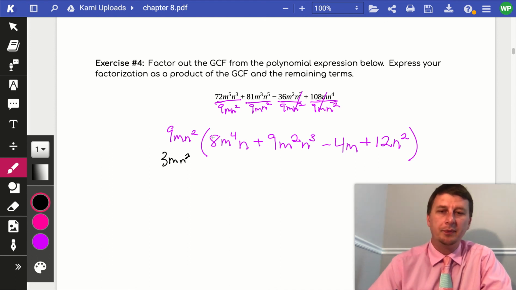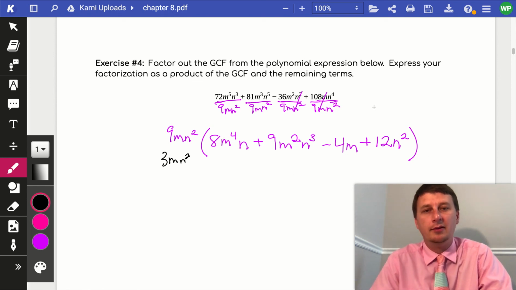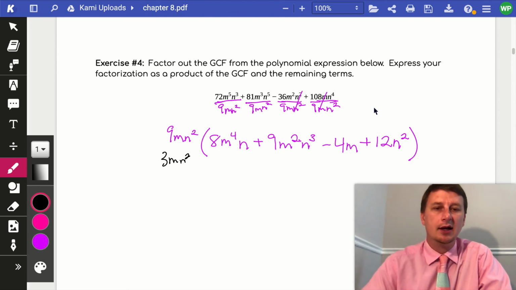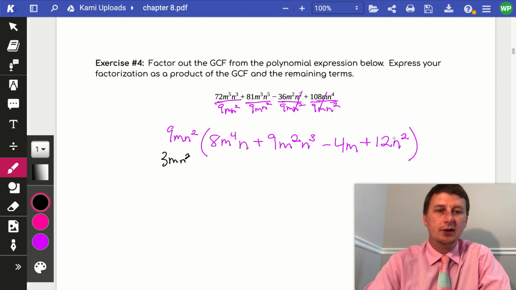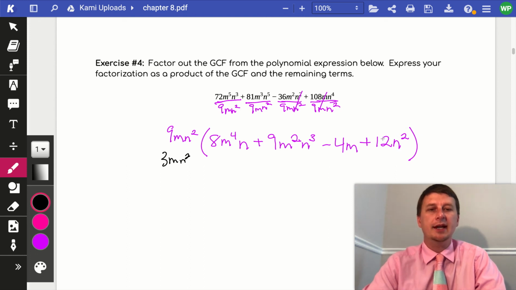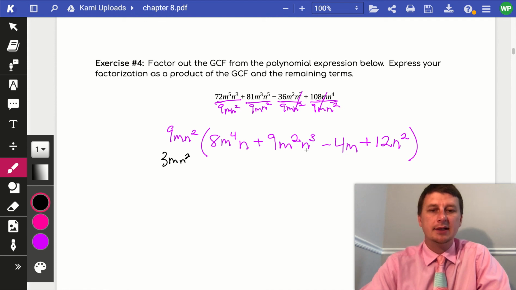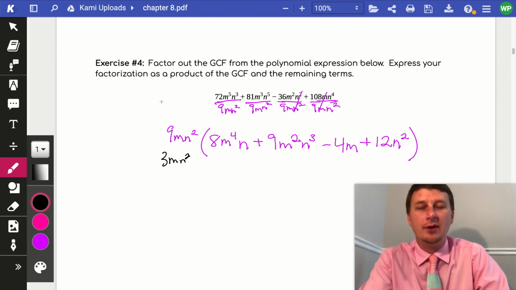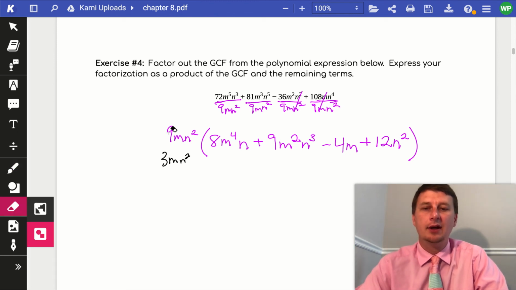So for example, there is no GCF of 8, 9, 4, and 12. Well, there is a GCF of 1, but we don't count that in this case. There's also no GCF of our m's, since not all of these terms have an m. This one is missing an m. And the same goes for the n's as well. This one has, this one has, this one does not have an n, so they don't all have a GCF of an n. So that's how we know that we successfully factored out our GCF.